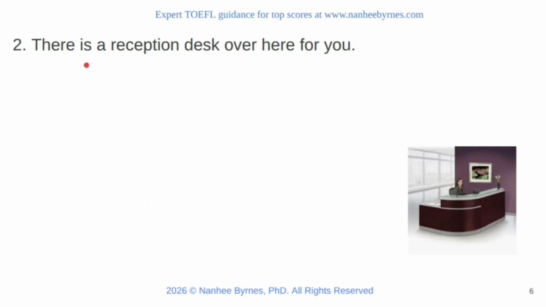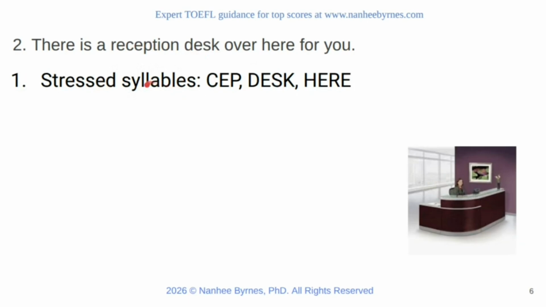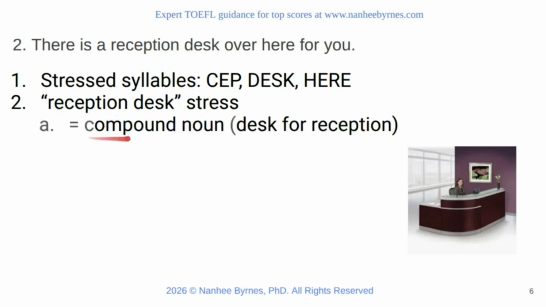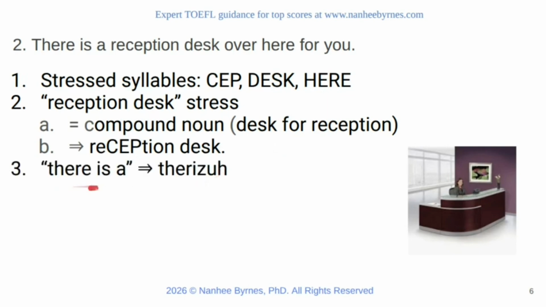There is a reception desk over here for you. These are the main content words that carry the meaning of the sentence. The reception desk is here. Reception desk is a compound noun because the desk is used for reception. In compound nouns, the main stress usually falls on the first word, so we stress reception desk. Pronunciation tip. There is a often sounds like there is a. Now repeat after me. There is a reception desk over here for you.